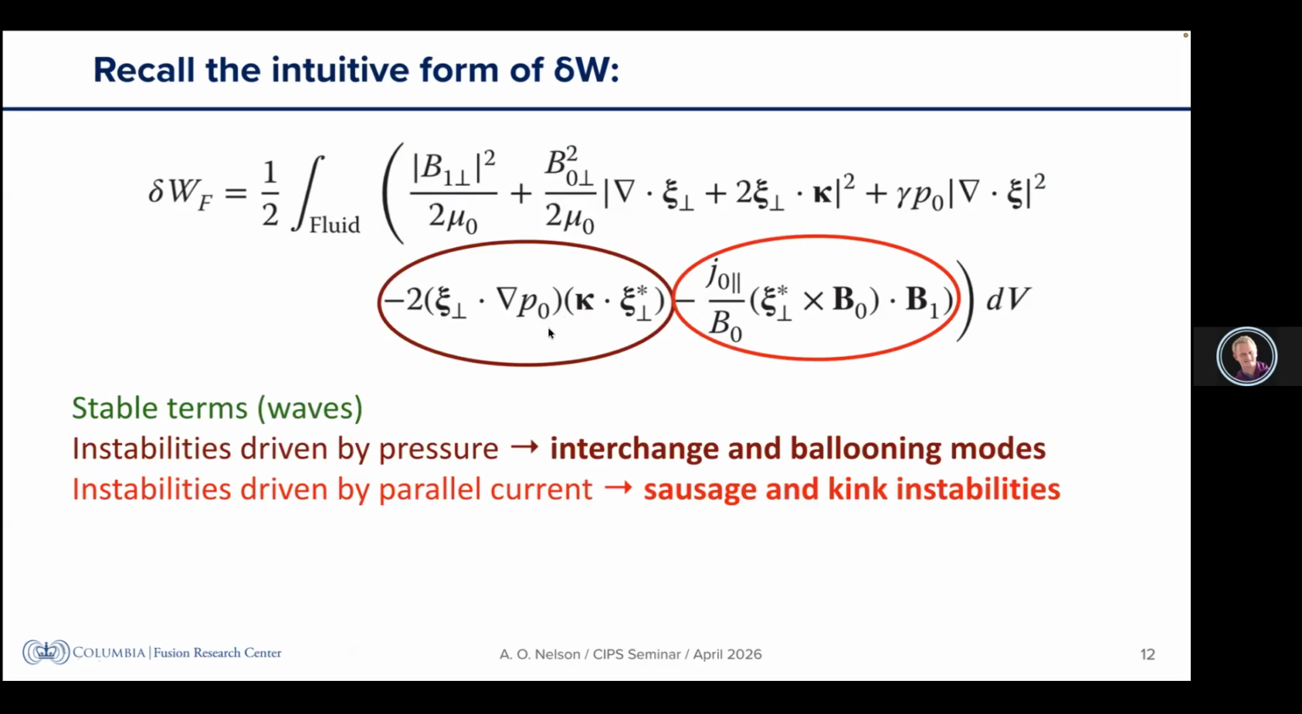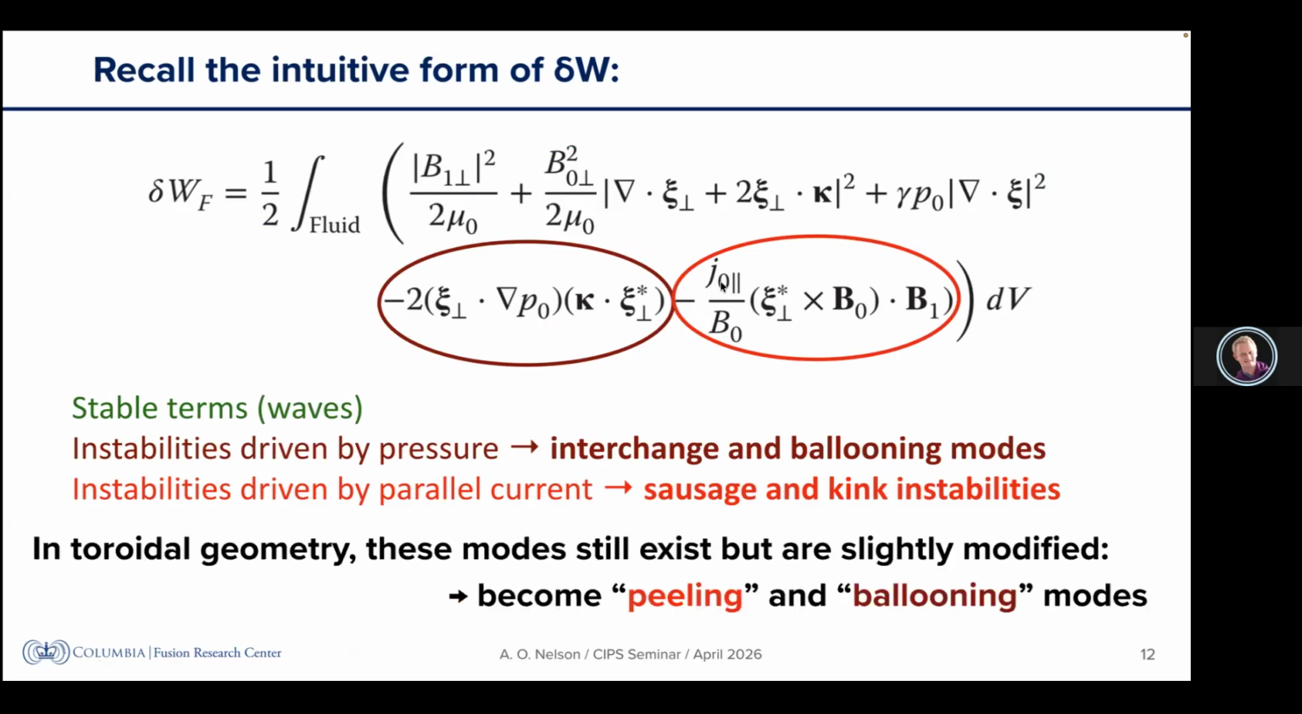We have two main ones, right? We have one which has a pressure gradient in it. This is coming with the interchange and ballooning modes. We have one that's current driven, and this is your sausage and kink instabilities. In toroidal geometry, you still have delta W. You can resolve it slightly. It becomes a little bit more complicated. We term these then peeling, the current driven, and ballooning, the pressure driven modes.